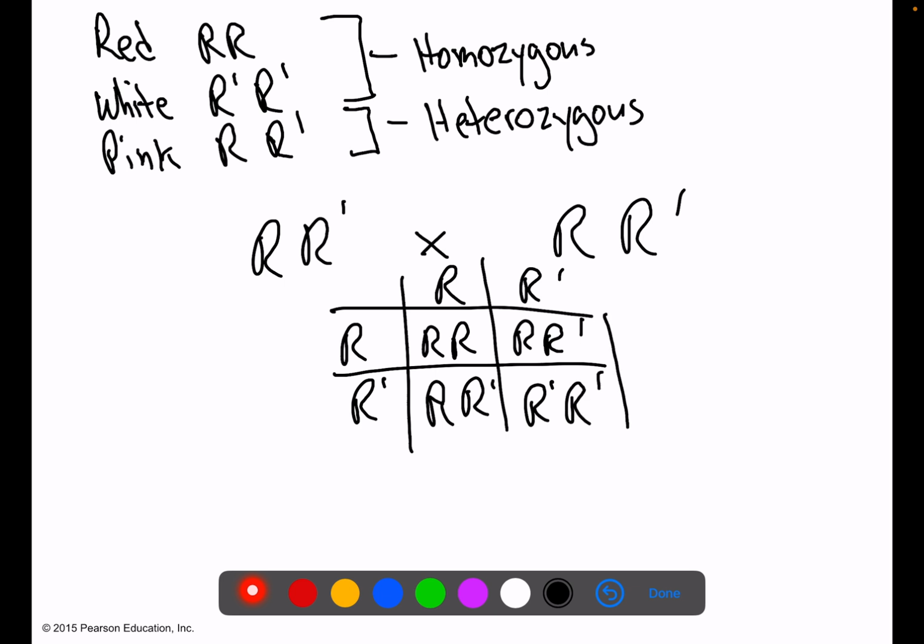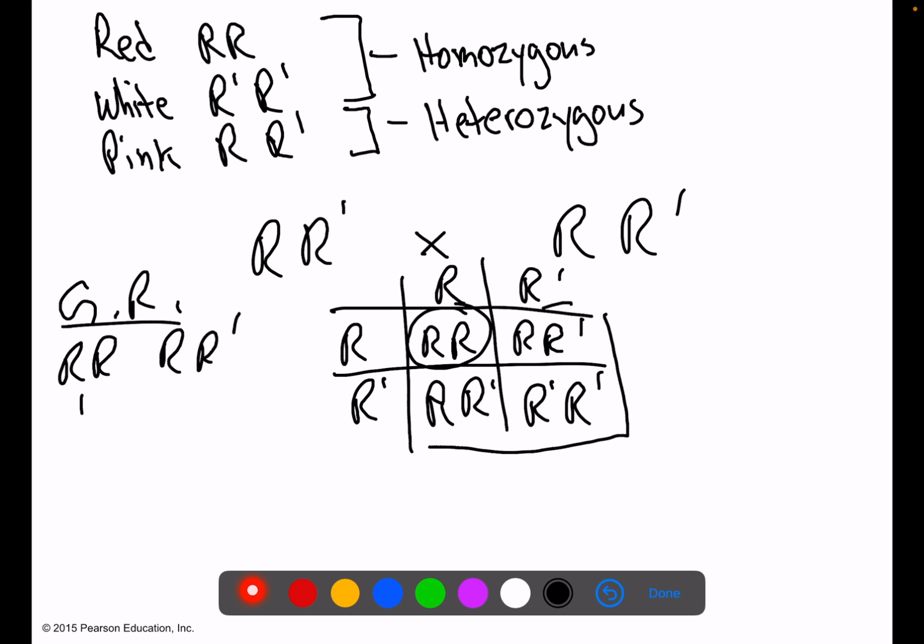All right, now that we've filled it out, now we pull out the information. Let's start out with the genotype ratio. What do I see in this first box? I see big R, big R. There's one of those. I also see R, R prime. There's two of those. And I see R prime, R prime. There's one of those. All right, so far it's looking like Mendelian genetics. That's a 1 to 2 to 1 genotype ratio.